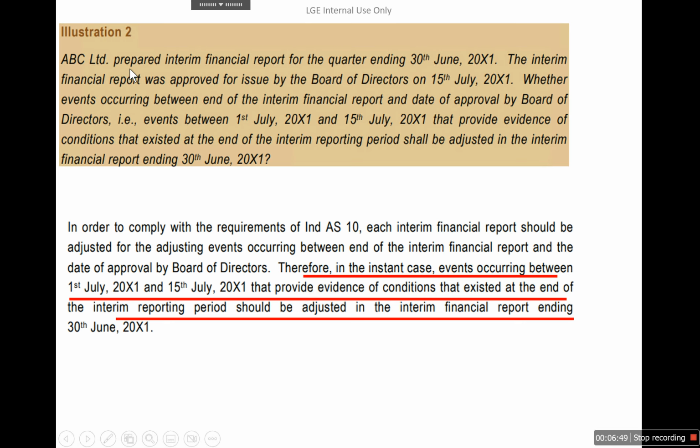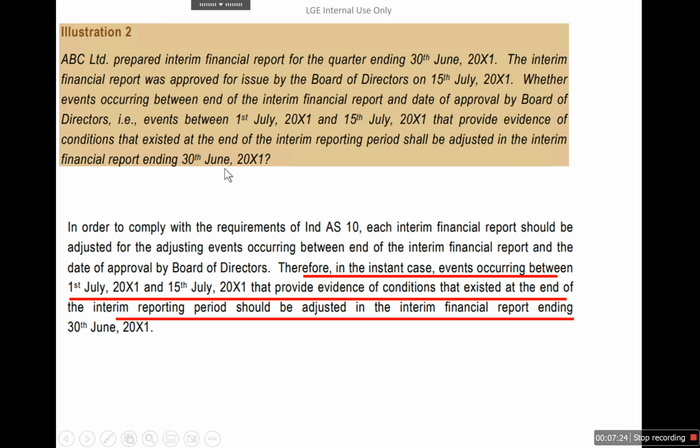Next is ABC Limited prepares an interim financial report for the period ending 30th June. The interim financial report was approved for issuance by the board of directors on 15th July. Whether an event occurred between the end of the financial reporting period and the date of approval by the board of directors, that is, an event between 1st July and 15th July, that provides evidence of a condition that existed at the end of the interim financial reporting period, shall be adjusted in the interim financial reporting on 30th June.